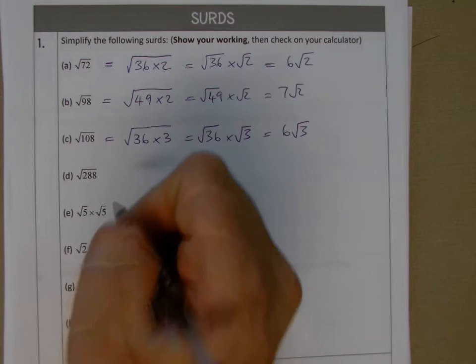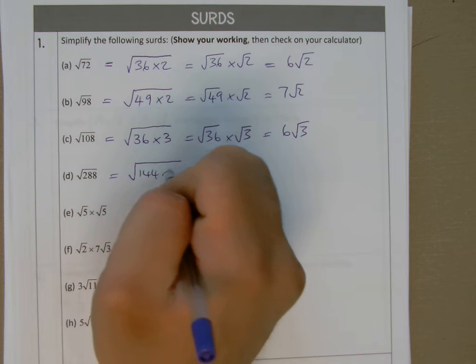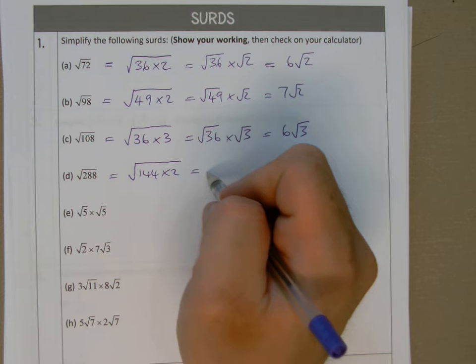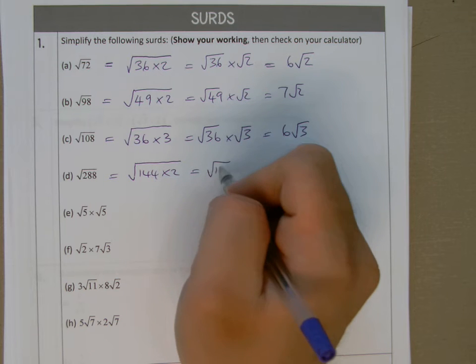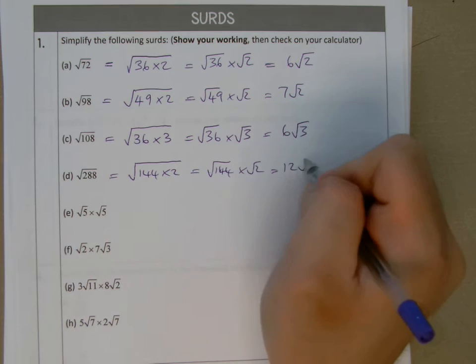288. Again, go back to the idea of 2. Well, 2 times 144 to give 288. Well, 144 times 2, yeah? Okay. And that would be root 144 times root 2, which is 12 root 2.